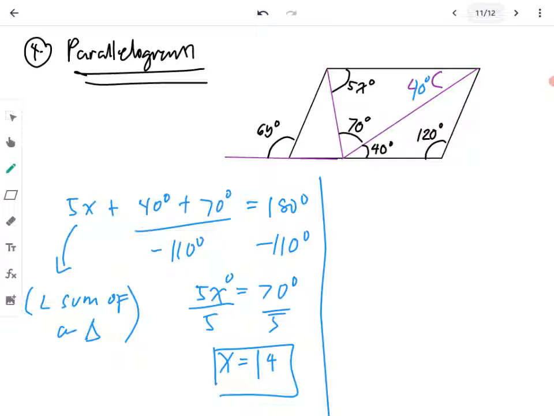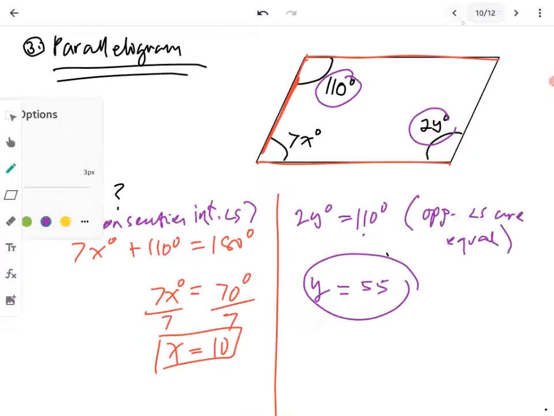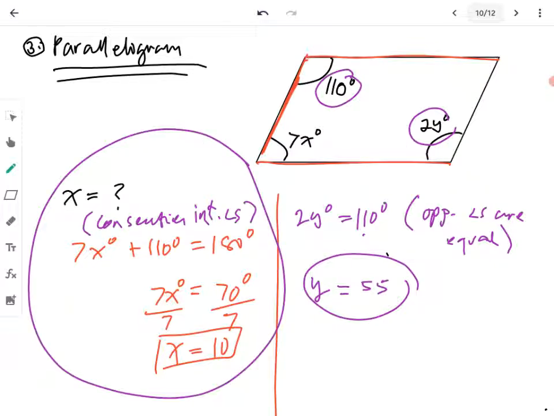So next, we have an alternative solution for the 5x. It's the same equation, but the reasoning is different. Look at this. Remember this idea here from a while ago. What we did is we added 110 and 70, because they are supplementary, because they are consecutive interior angles.